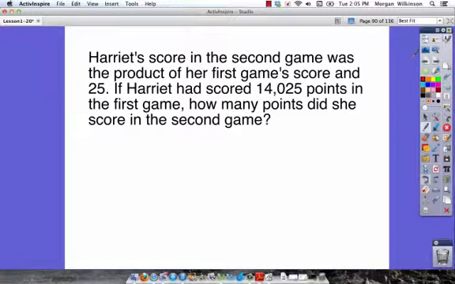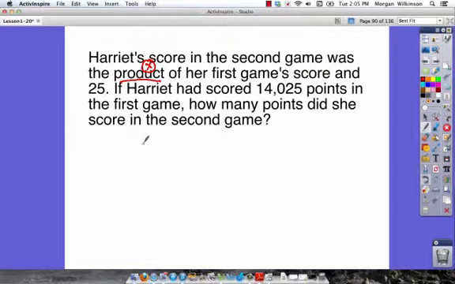Alright, looking at some multiplication word problems now. Harriet's score in the second game was the product of her first game's score and 25. If Harriet had scored 14,025 points in the first game, how many points did she score in the second game? Now in this problem, we're looking for some key words. Her score in the second game was the product of her first game score. Product, we know that means to multiply. So we can put our multiplication symbol there of her first game score and 25.